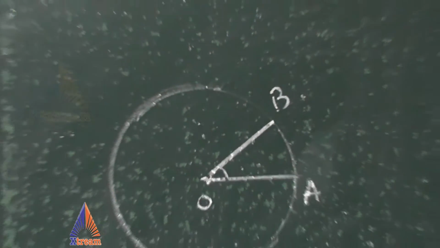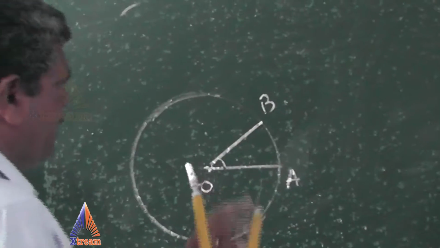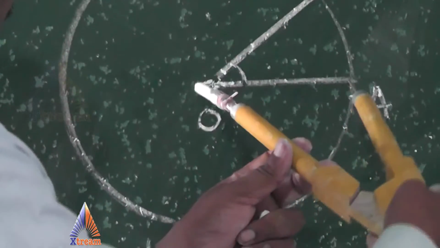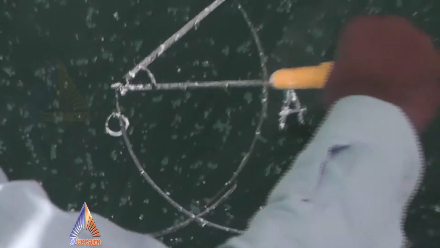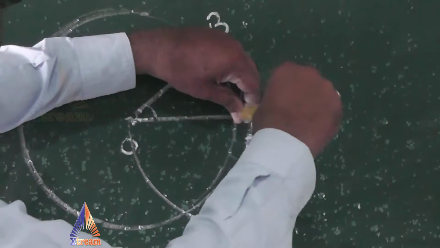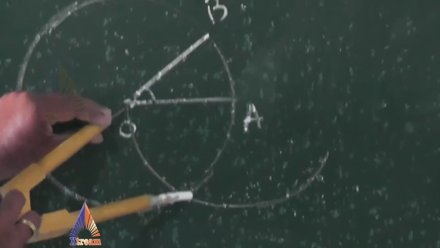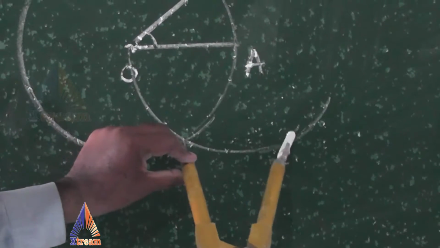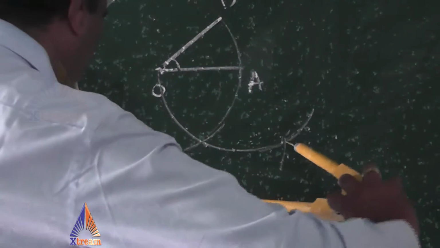After testing, mark once again with the help of the divider. So with A as the center, take the same radius, that is 3 centimeters, and mark one arc like this. Now O is one point, and another point is marked like this. Then this is the center. Like that, B has the same center.